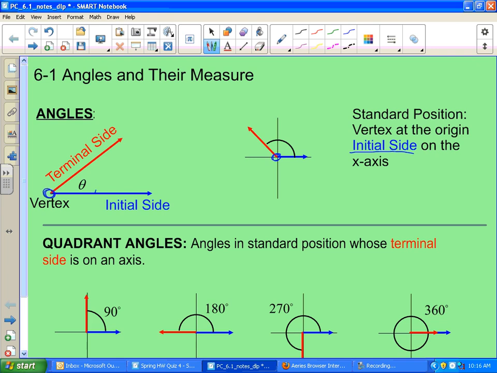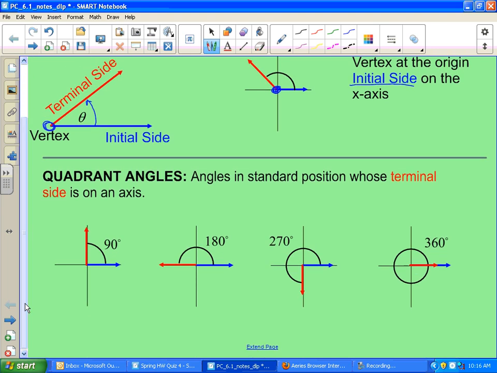So theta is a Greek letter that we use to denote an angle, but you could also use alpha or other Greek letters. And the terminal ray, this red one, is where I end. You can imagine the terminal and the initial ray kind of being stuck with a pin right in the middle, right there. I can spin that red ray all around multiple times. I can go counterclockwise with it, I can go clockwise with it, and I can create angles. So terminal, where I end up with my angle, initial, lying on the x-axis. That's standard position.